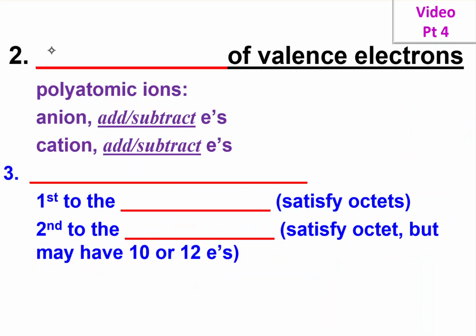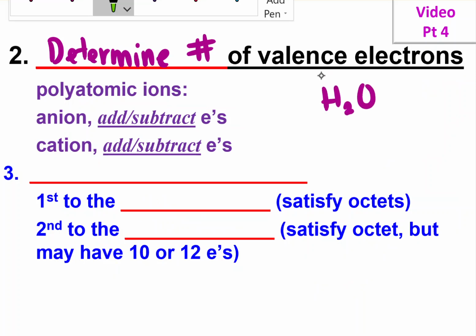Okay, next we need to determine the number of valence electrons in the whole molecule. So for example, for water, hydrogen has 1 valence electron, and oxygen has 6. So when we add this up, 2 times 1 plus the 6, that means I have 8 valence electrons in all of water. If you have an ion, though, you need to adjust.